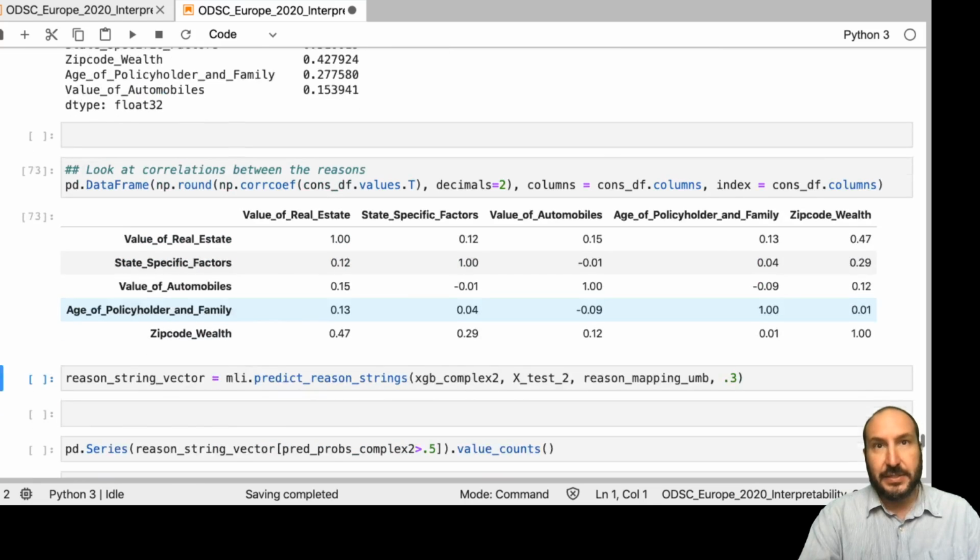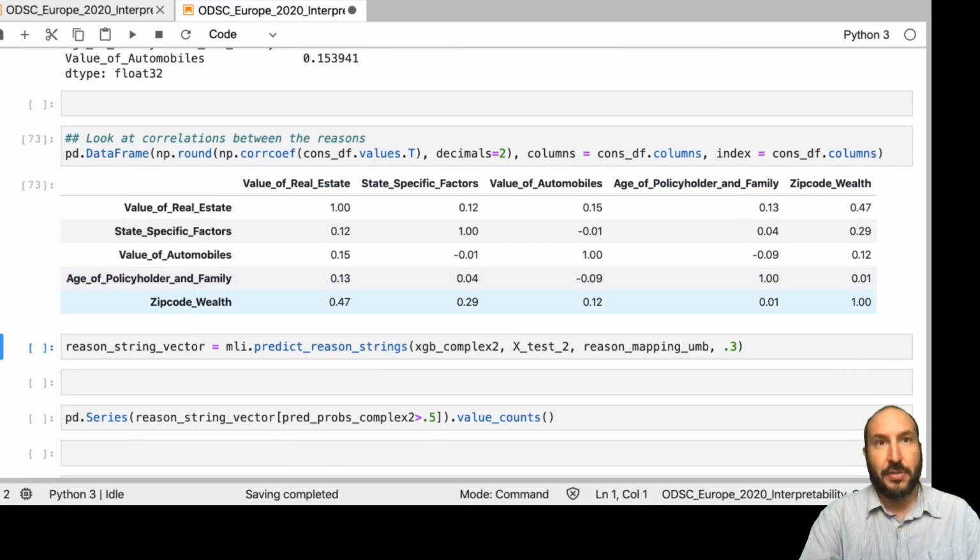And again, you could do these correlations. You see the zip code wealth is correlated with the total value of real estate. That makes sense. It's not that much. I guess the one slight negative correlation is in the age of the policyholder and the value of the automobiles. So actually people who are more likely to buy because they're in the right age range are actually less likely to have expensive cars.